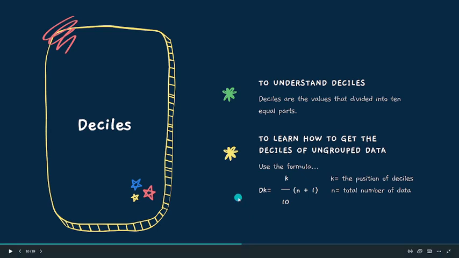Next, we have our deciles. To understand deciles, deciles are the values that divide the data into 10 equal parts. To learn how to get the deciles of ungrouped data, we use the formula Dk equals k over 10, because decile means 10, times n plus 1. So n plus 1 is here again. In this formula, k stands for the position of the decile, and n is the same, the total number of data. So let's proceed.